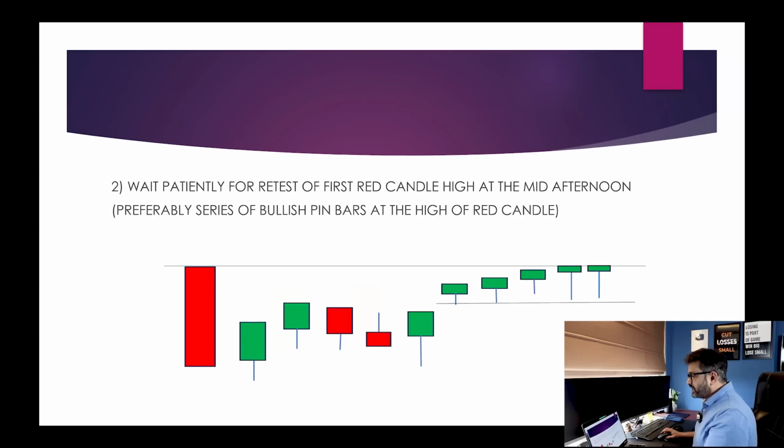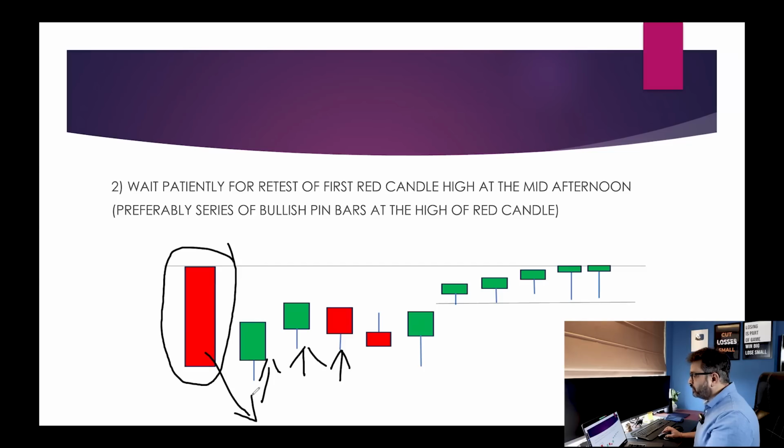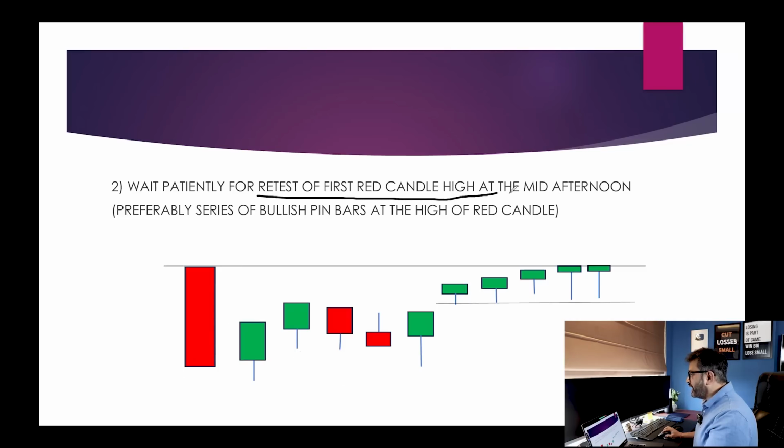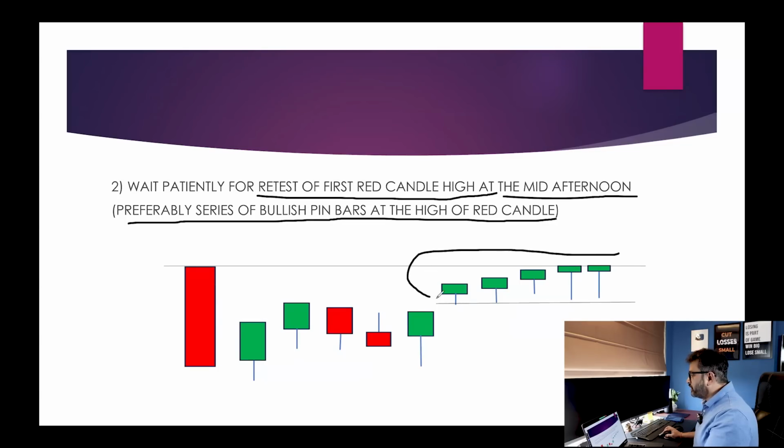Now let us see the next criterion. Once the first candle made a big bearish candle, you see price going up to the higher side. Instead of going down, price starts going up. So what you should do is wait patiently for the retest of the first red candle high somewhere in mid afternoon. That means this strategy is not applicable at the opening. This strategy is most applicable in the mid afternoon, preferably with a series of bullish pin bars at the high of the red candle. If you see this kind of setup on your chart, that means a huge bearish candle.